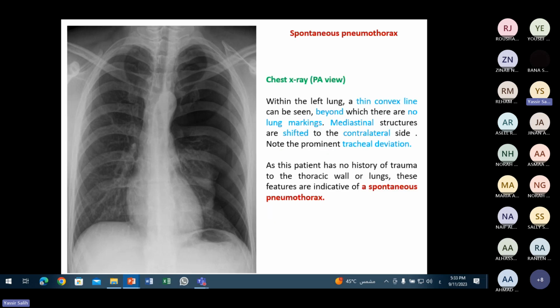This area had lung marking here, but here there is an abrupt change. The area becomes very black. These are the signs of pneumothorax. The most important sign in pneumothorax is hyperlucency without lung marking. There is no lung marking. You find the lung compressed medially. This is if it is a simple pneumothorax.